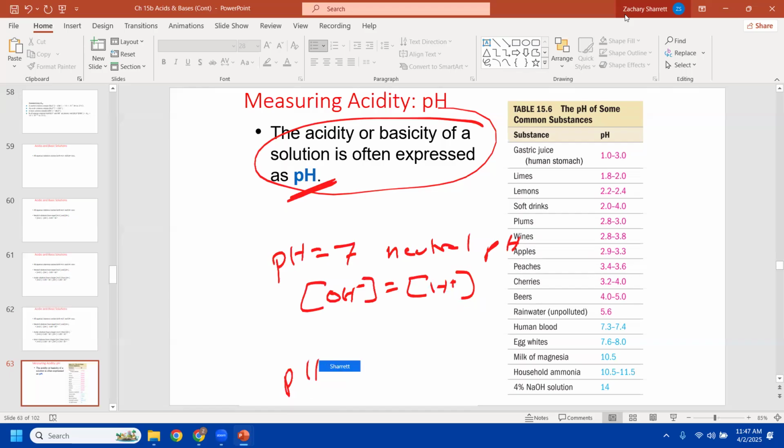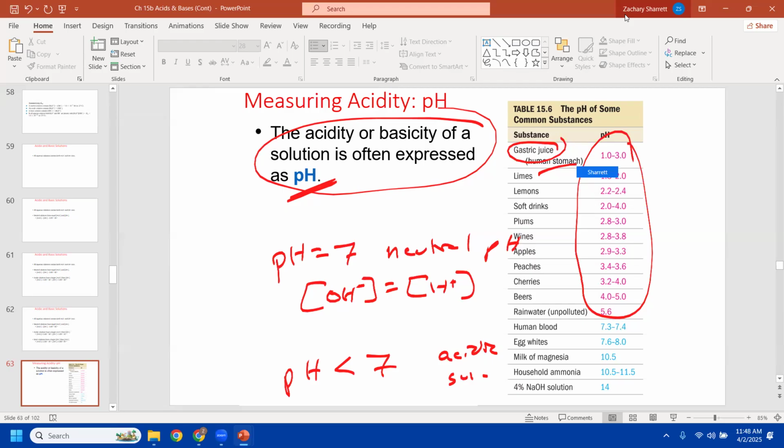If the pH is less than 7, then that means it is an acidic solution. Notice that all these numbers that are less than 7 are red. Gastric juice, human stomach, limes, lemons, peaches, vinegar on here? Nope. So pH less than 7 is an acidic solution. That means that H plus concentration is greater than the OH minus concentration, and that means it has to be greater than that 1 times 10 to the negative 7.